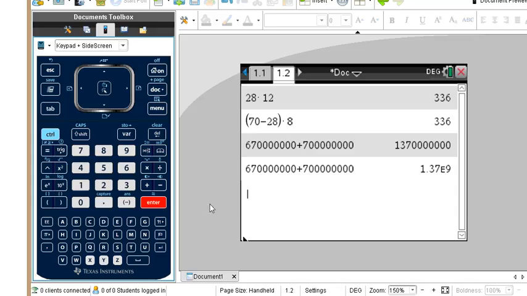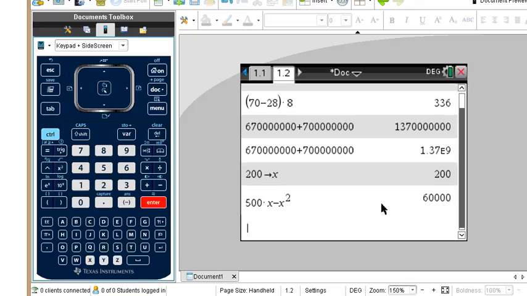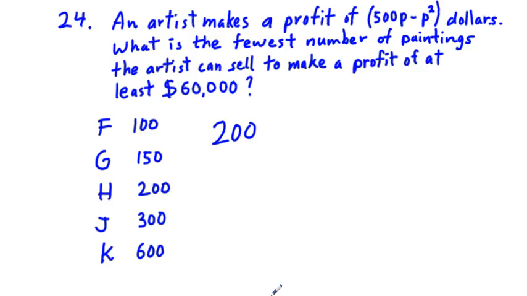I'm going to my calculator, and I'm going to take 200 and store that value. I press Control Var X. So 200 is stored for X. Next, I'm going to take the equation, which is 500x minus x squared, and we get 60,000. So we go back here and we see H is a possible answer, but we're not sure at this point that it's our lowest.